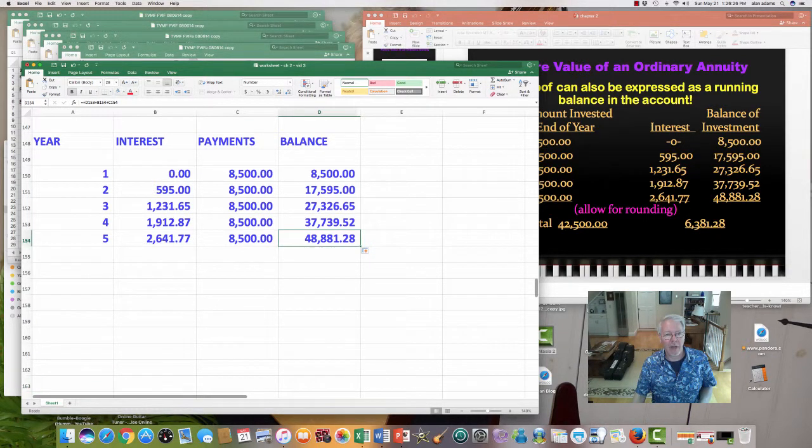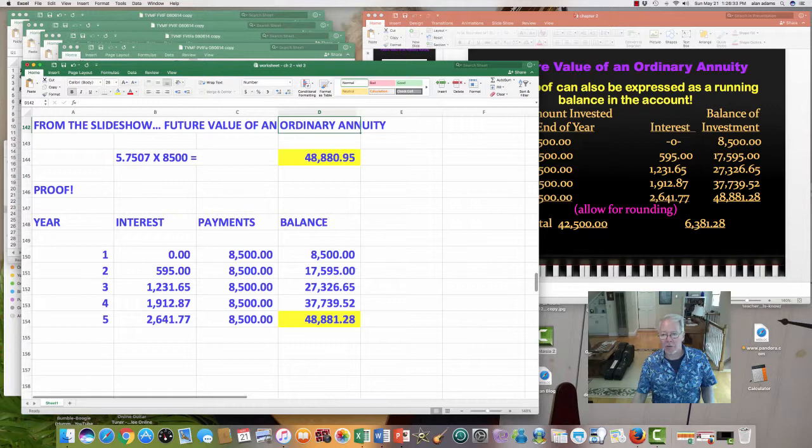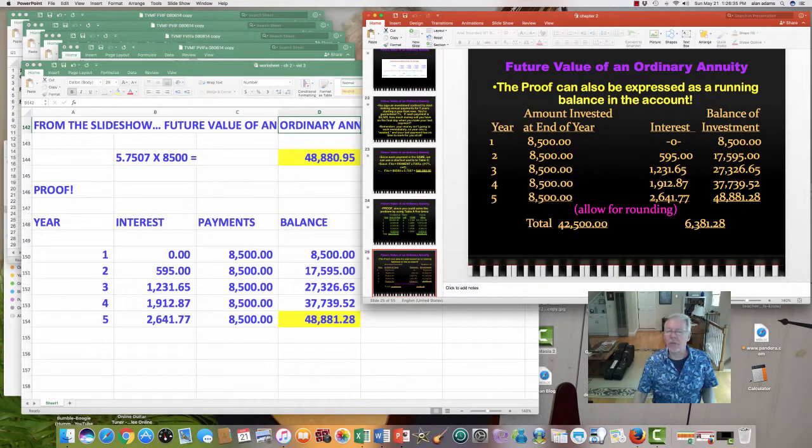Okay. So, have I given you a proof? Yeah, I think I have. There's my 48,881. Okay? I also show it here in the slides. There is a rounding difference. We're not going to worry about that.